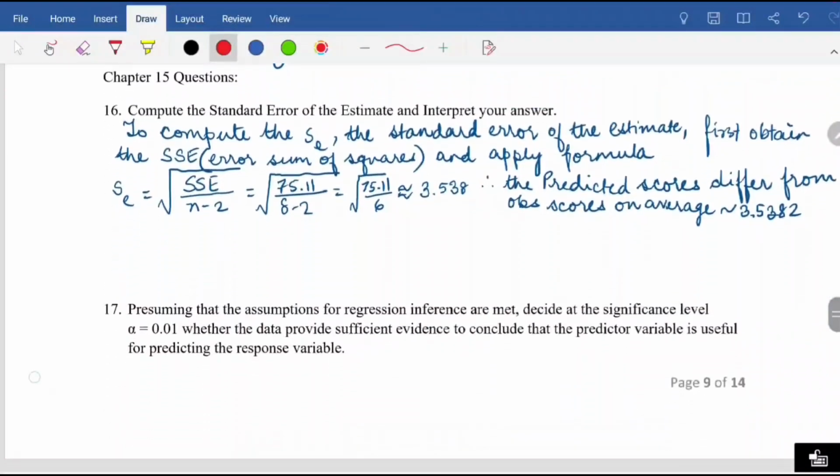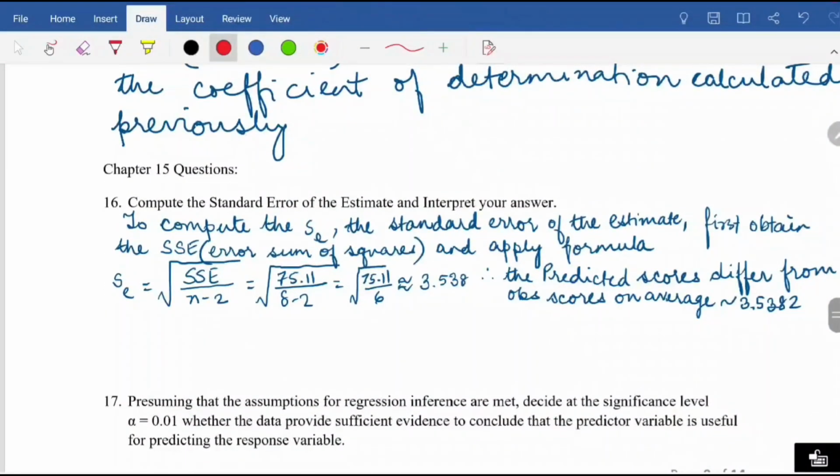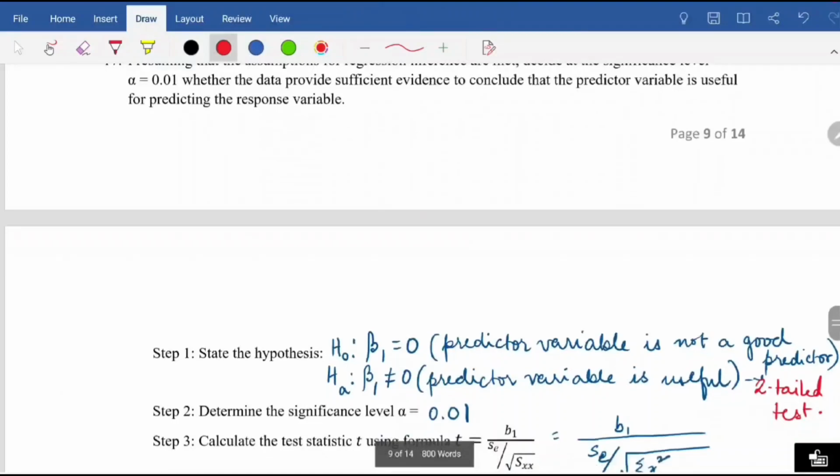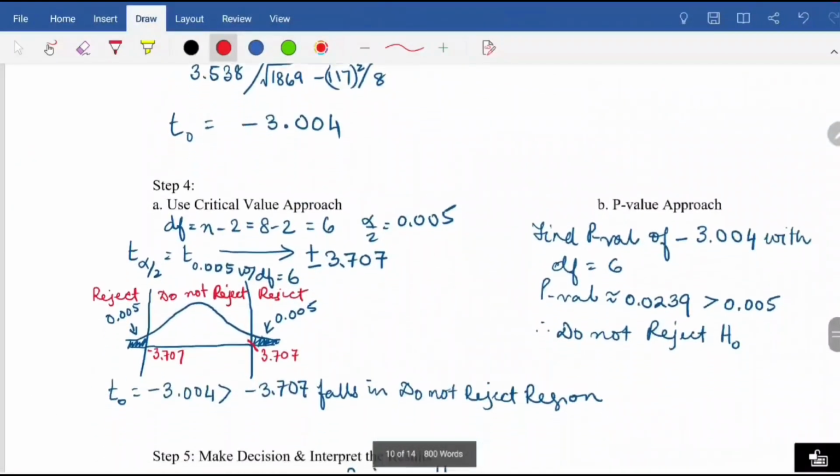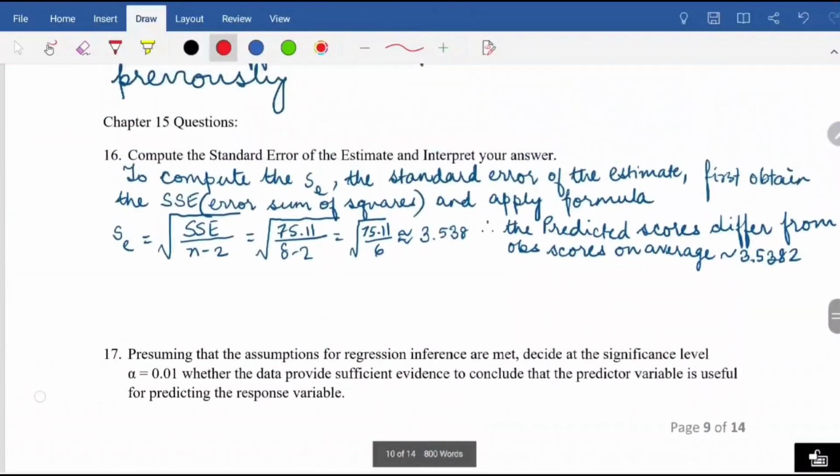Now, for chapter 15, we go into the inferential part of regression and correlation. That's what we will cover next. All right, these few questions here.